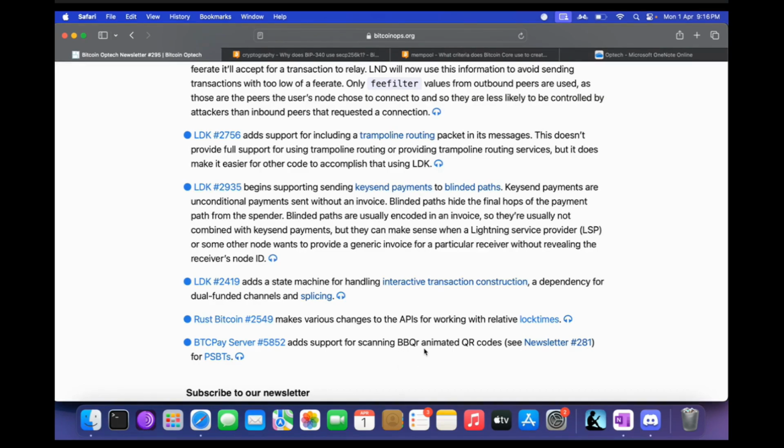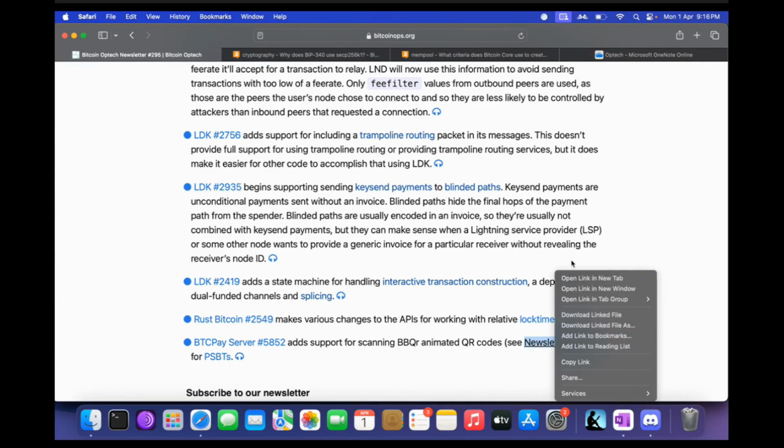What's a BBQR code? BBQR code is synonymous to a GIF. What is a GIF? A GIF is not a video. It's a series of images that appear in sequence so quickly that you feel that it's a video. So basically, BBQR is not one QR code. It's a sequence of QR codes that appear so quickly one after the other that they appear to be in motion, and you can scan them to scan the entire information that is in the QR code. Let me just quickly see if we can see an image.